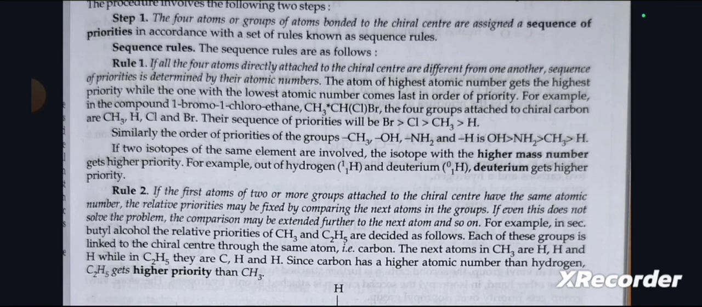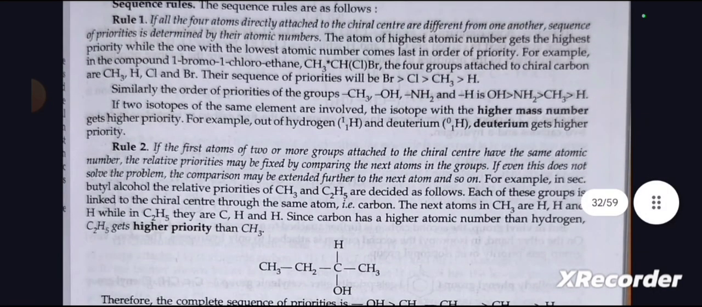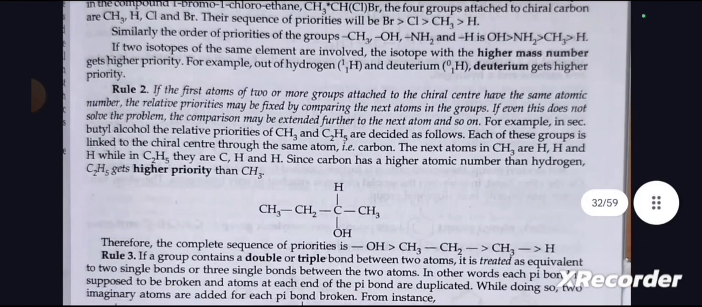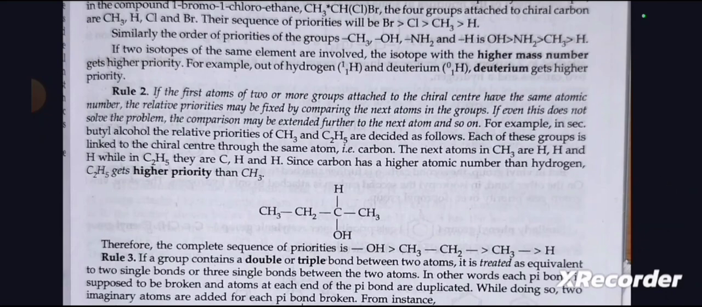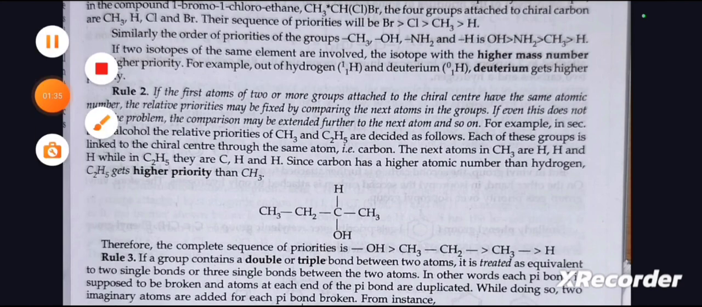For example, in the compound 1-bromo-1-chloroethane, CH3-C*HClBr, the four groups attached to the chiral carbon are CH3, H, Cl, and Br. Their sequence of priorities will be Br, then Cl, then CH3, then H. Similarly, the order of priorities of the groups CH3, OH, NH2, and H is OH, then NH2, then CH3, then H.